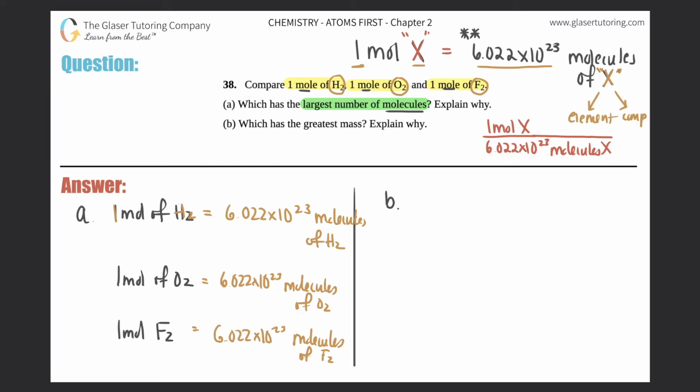So which one has the largest number? They all have the same because they're all equal to 1 mole. 1 mole is always going to equal 6.022 times 10 to the 23rd. They all have the same amount of molecules. So your answer to this would be they all have the same. Why? Because 1 mole of anything equals 6.022 times 10 to the 23rd, and since they're all 1 mole, they would all have the same number of molecules. So letter A is correct. Now we're going to B.